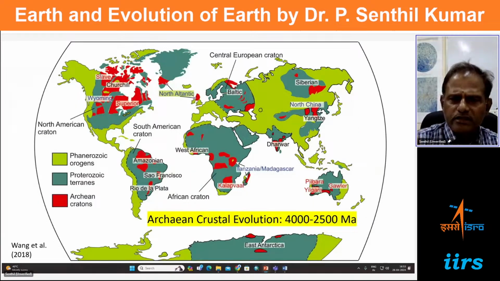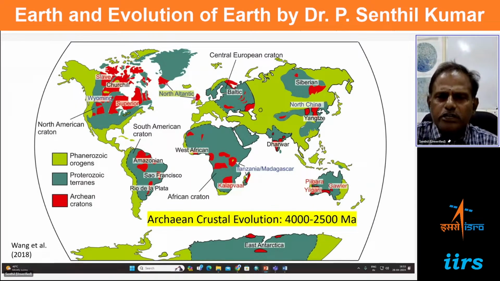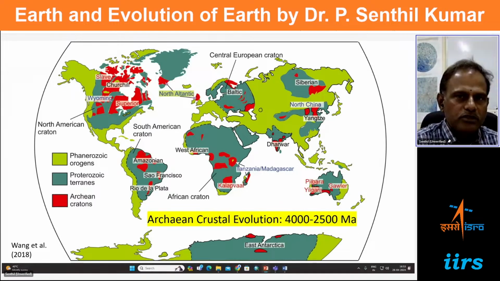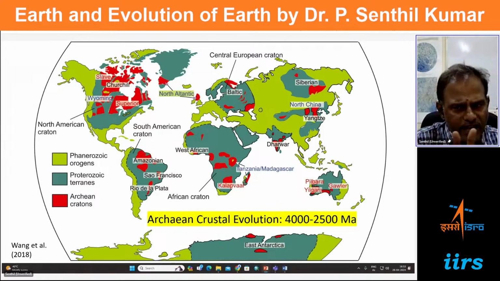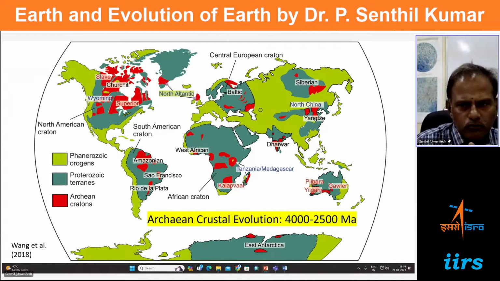So this is how it is. Then slowly we are moving to Archean time, which is spanning from 4,000 to 2,500 million years ago. The record of this time, between 4,000 to 2,500 million years, we only find in these red patches. These red patches are called Archean cratons.